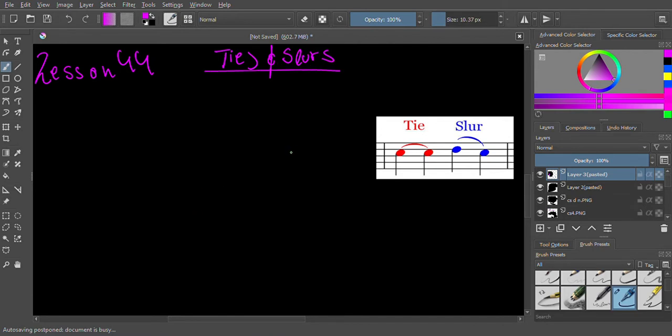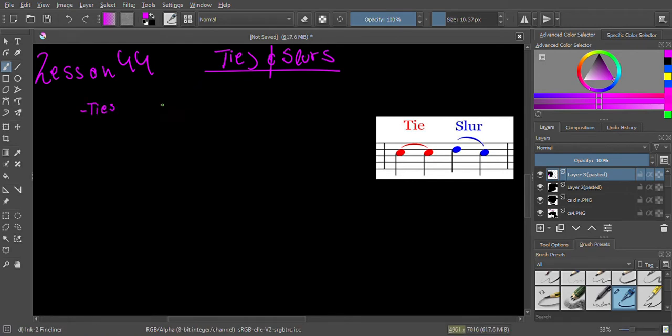So I'm sure with the amount of music that we've been doing, you've come across these sort of lines which go over two notes like this, sort of curved lines which go over two notes. Today I want to break down exactly what they are. There are two types, one is ties and one is slurs. And they mean two different things, though they are similar. So first let's talk about ties.